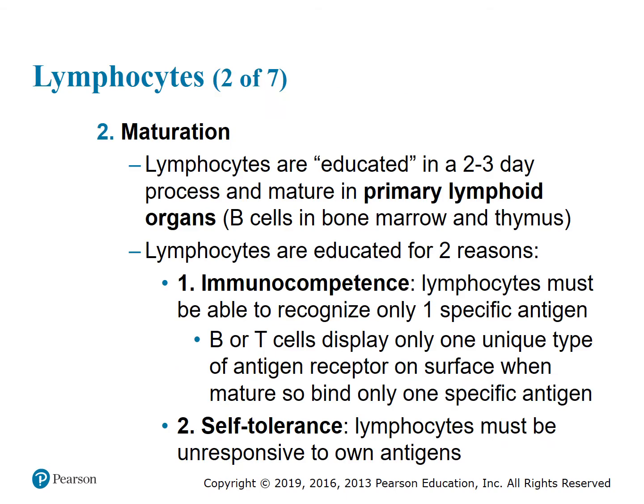Maturation. So lymphocytes are educated in a 2 to 3 day process and mature in primary lymphoid organs, the B cells in the bone marrow and T cells in the thymus. Lymphocytes are educated for 2 reasons. 1, for immunocompetence. Lymphocytes must be able to recognize only one specific antigen. B or T cells display only one unique type of antigen receptor on the surface when mature, so they bind only to one specific antigen. And second reason is for self-tolerance. Lymphocytes must be unresponsive to their own antigens.